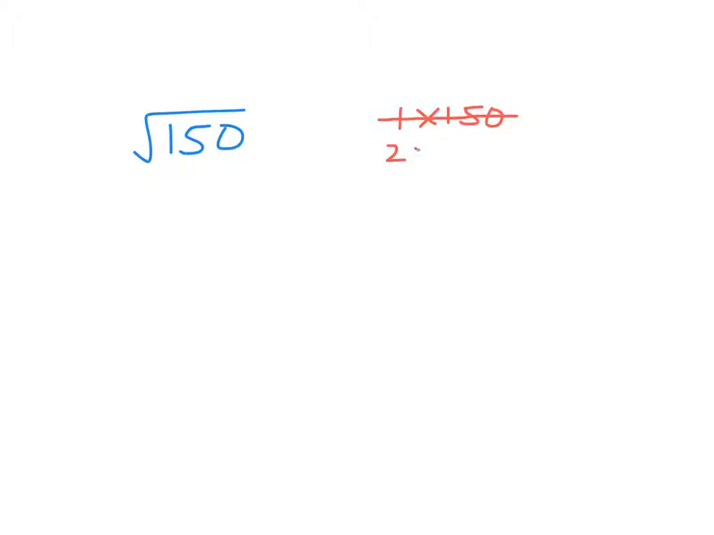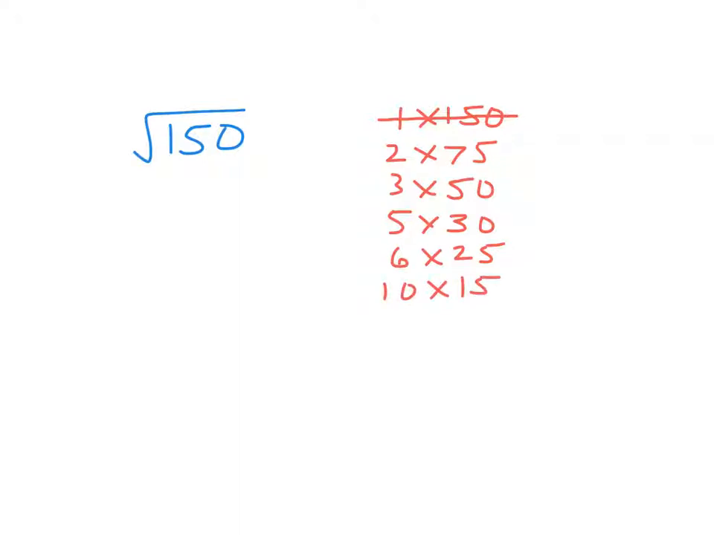But as I go through, 2 times 75 is equal to 150. 3 times 50 gives me 150. 5 times 30 gives me 150. 6 times 25 gives me 150. And 10 times 15 gives me 150. So I'm looking at all of those factors and looking for one that is a perfect square. And I see that 25 is a perfect square, and it happens to be the only one in the list.